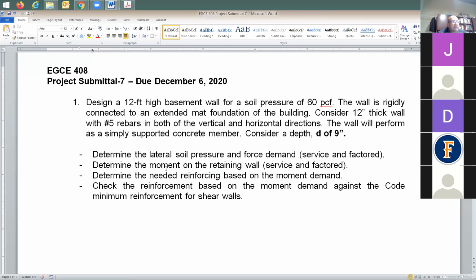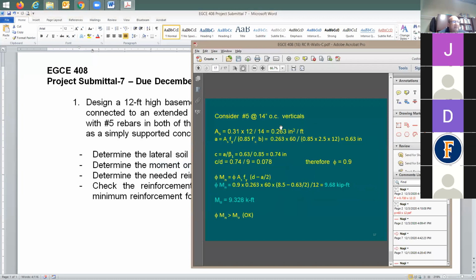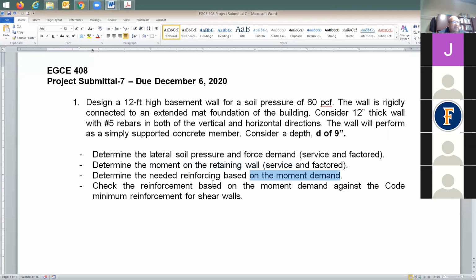Any questions on solving the moment? It is not going to be WL squared over 8. You cannot use this equation. There is another equation that I want you to look up. Finding the reinforcing, you have a very good example. You just follow this example here. Check the minimum reinforcement, right? Whatever you came up with here, you need to check it against the code reinforcement.